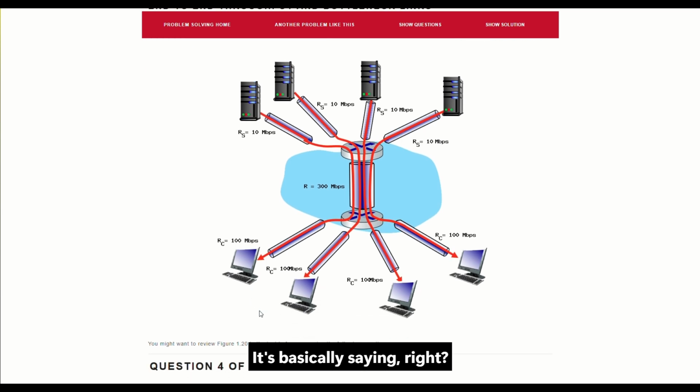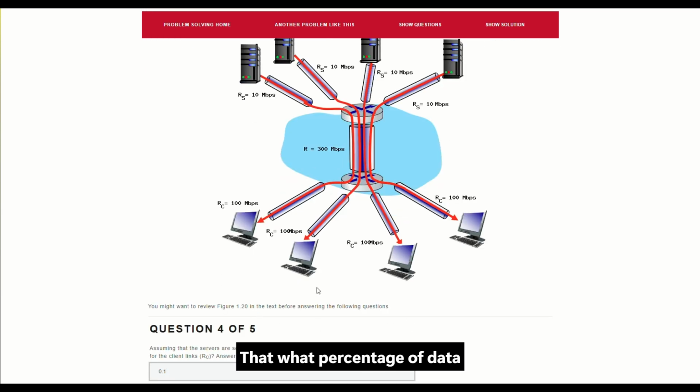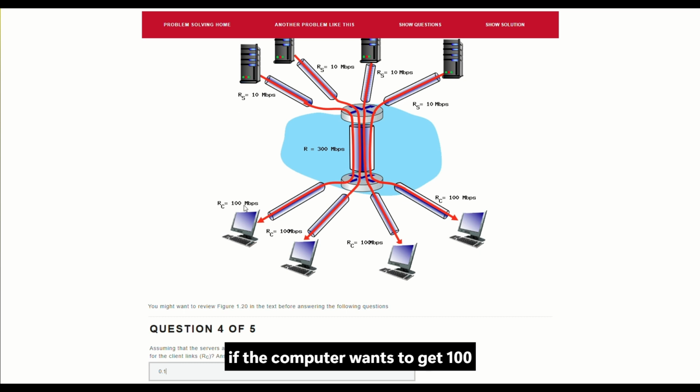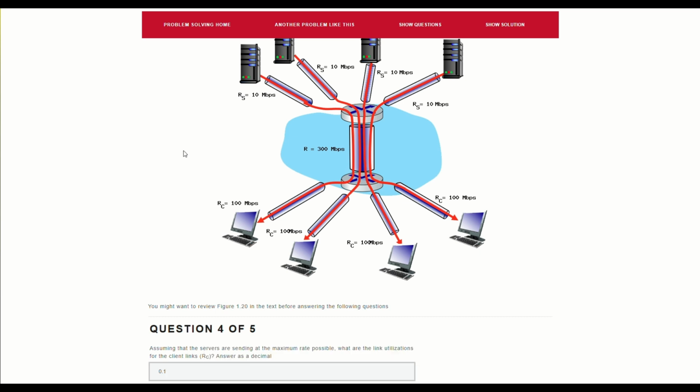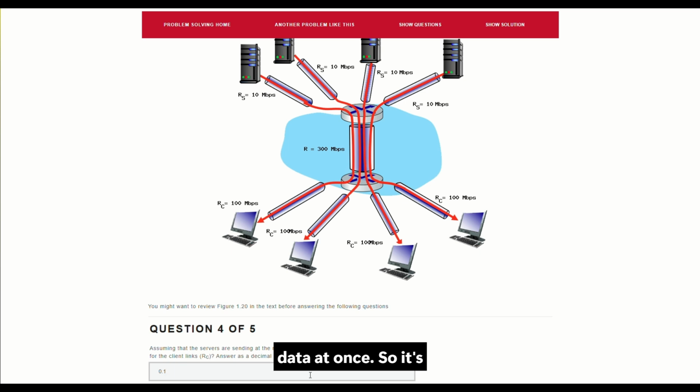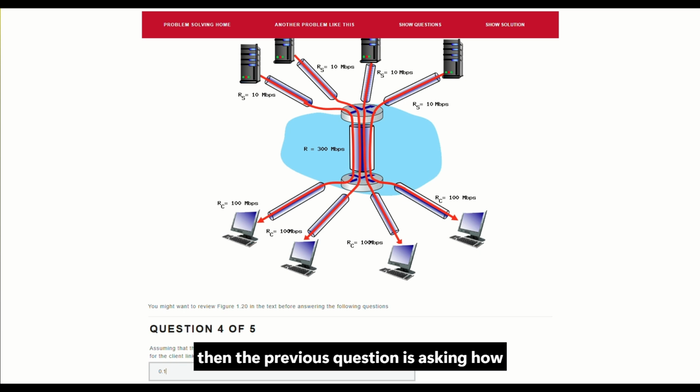It's basically saying what percentage of data the computer is receiving that the server is sending. So if the computer can get 100 megabits per second, the server is only sending 10% of that. If this was 20 megabits per second, the computer would be receiving 20% of the data at once. So it's basically asking how much data is being sent to the computer at once, and the previous question is asking how much data the computer can take at once.